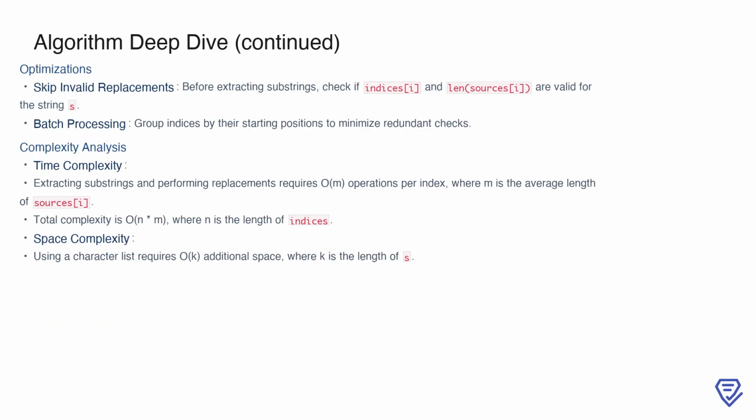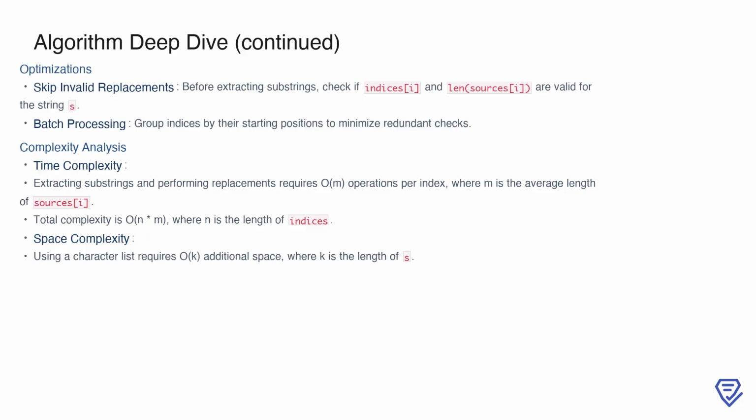To optimize the solution, we can introduce a few enhancements. One approach is to skip invalid replacements early by checking if indices[i] and the length of sources[i] are valid for the string S before performing any substring extraction. Another optimization is to group indices by their starting positions to minimize redundant checks or processing.